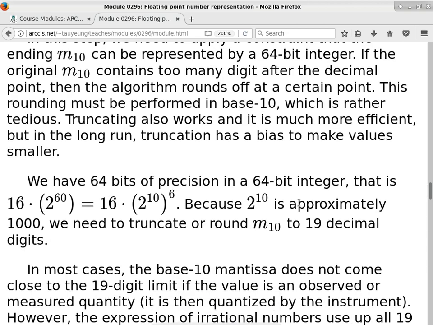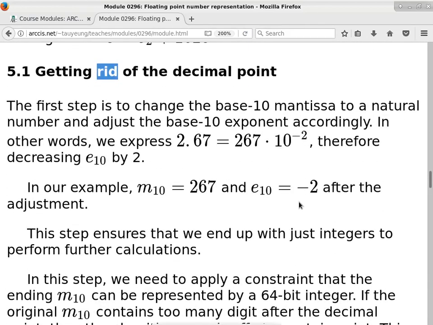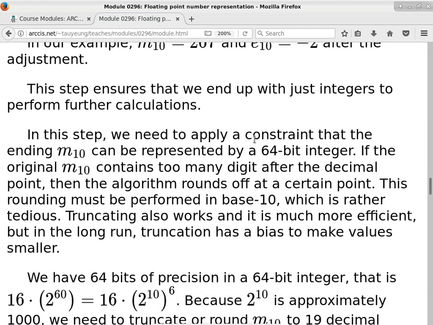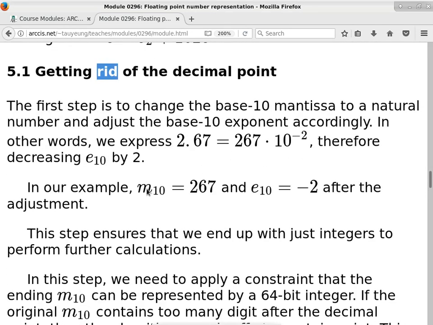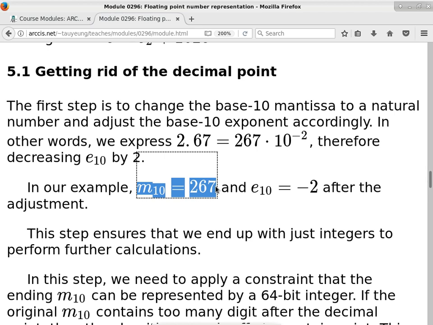All right, so now the question is, how do we do all that conversion? There are several concerns that we have to address first, okay? In this step, we need to apply a constraint that the ending M10 can be represented by a 64-bit integer. In other words, this portion needs to be something that can be represented by a 64-bit integer. And how can it not be represented by a 64-bit integer? In scientific notation, if I give you like 2 point and then a gazillion digits after that, that can exceed what a 64-bit unsigned can represent.